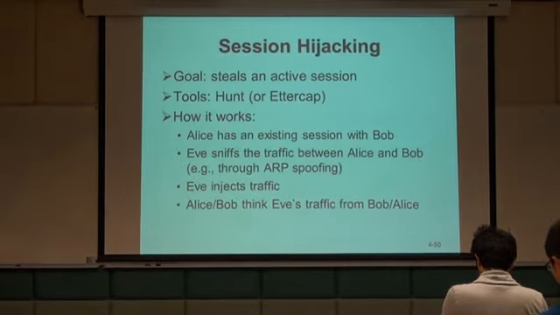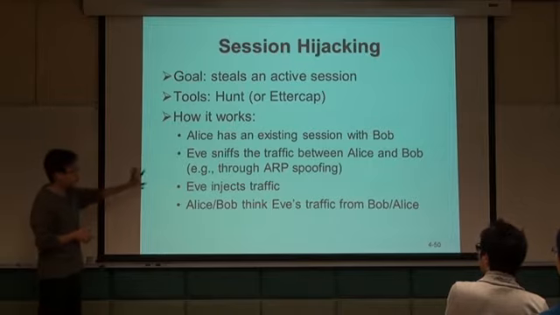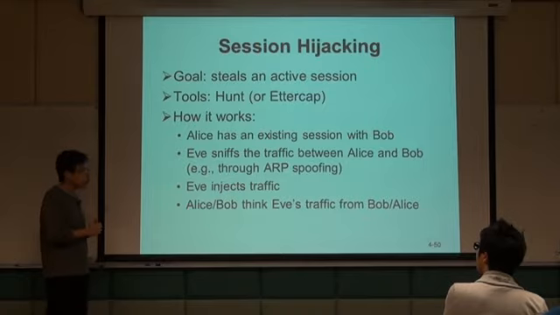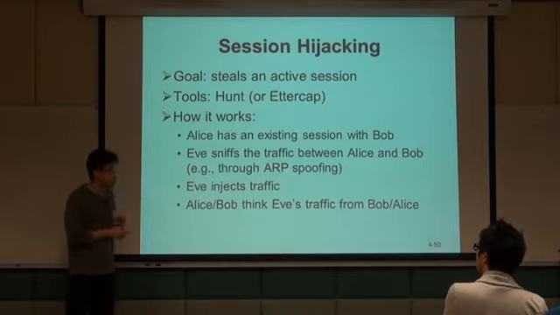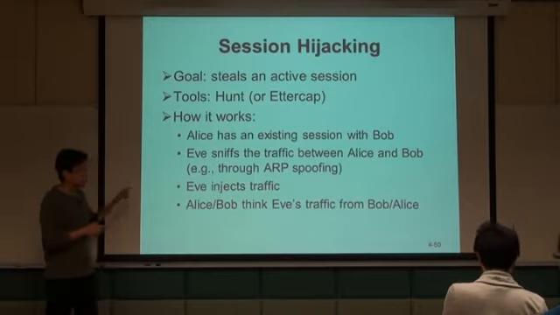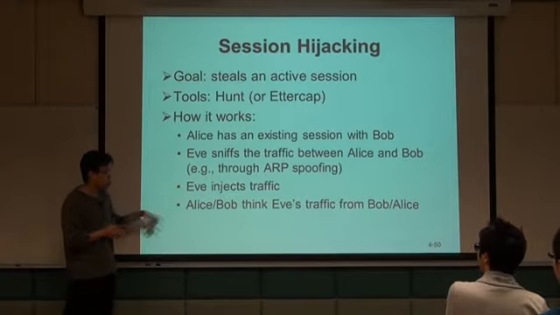Okay, so the idea is that Alice has an existing session with Bob. Okay, now Eve just intercepts the traffic between Alice and Bob, and then somehow injects the traffic nicely such that Alice and Bob think that they are talking to each other, but in fact it's the traffic from Eve. It's just like the man in the middle attack. Okay, so the idea is the same. But the thing is, the information is not really from the other side, but it's from Eve.